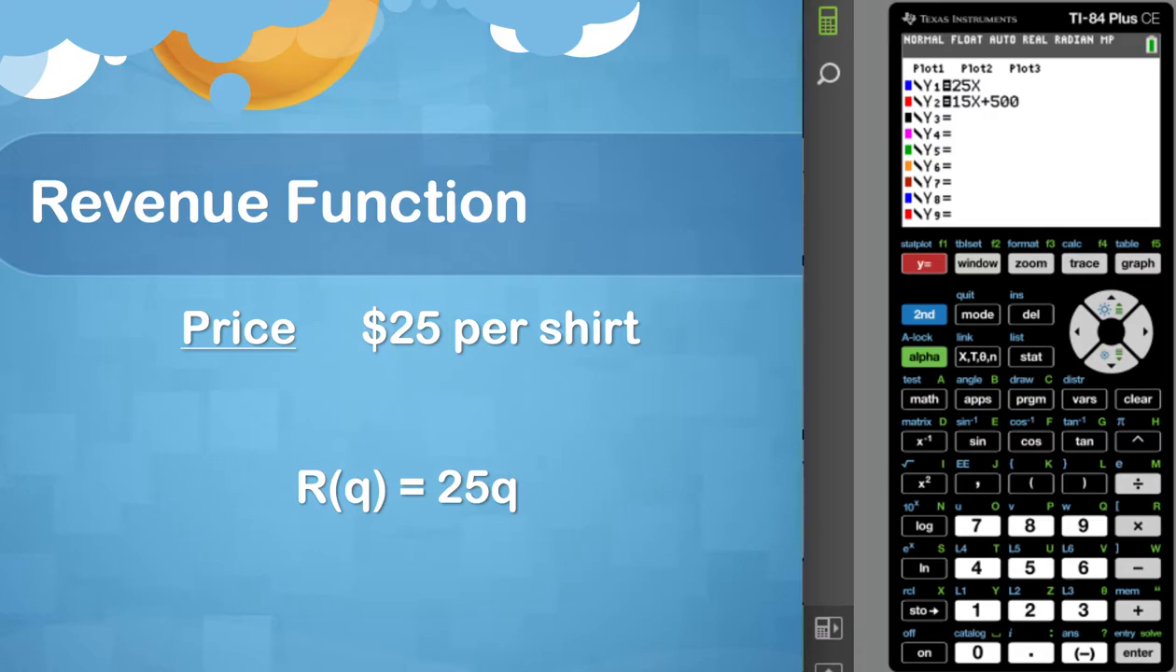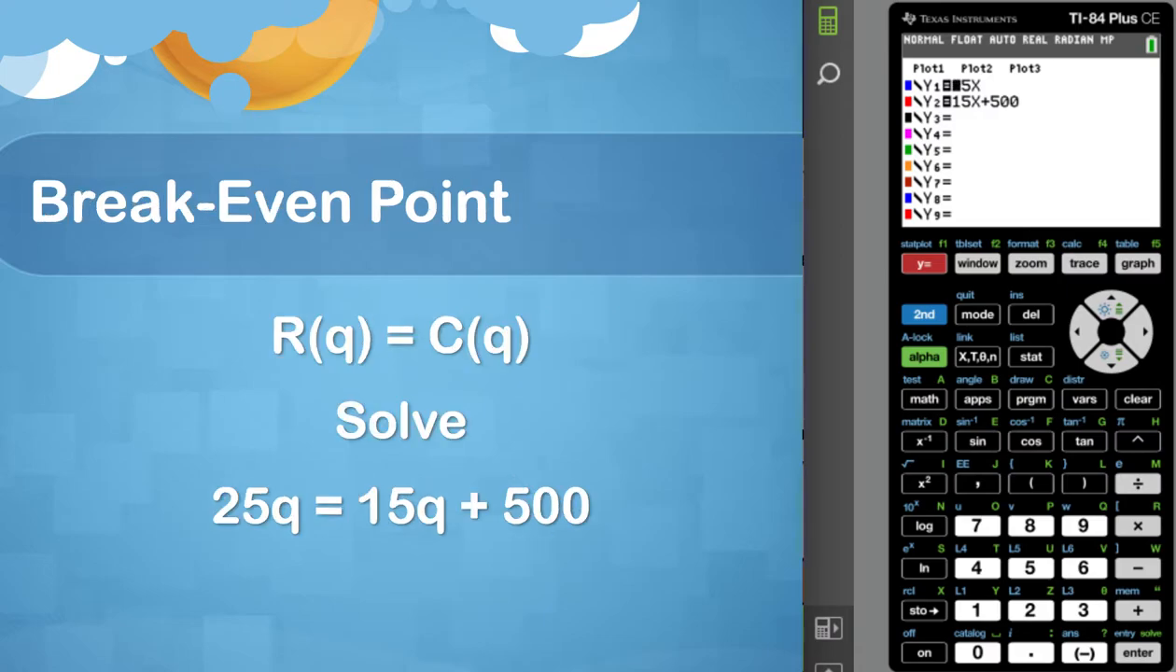So our initial goal is to break even. To find out when we would break even, we will set the revenue equal to the cost. So I set 25Q, the revenue, equal to 15Q plus 500, that's the cost. What I want to do is show how we're going to solve this equation by locating the point of intersection.